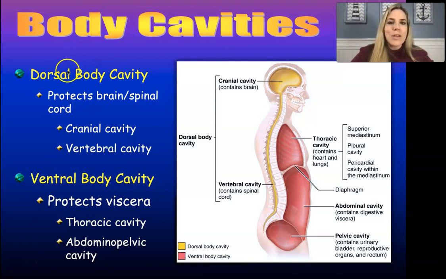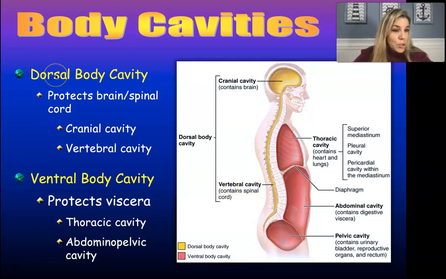You might remember that dorsal is kind of like posterior, so that means towards the back, and ventral is like anterior, so that means towards the front. The dorsal body cavity has the function of protecting the brain and spinal cord structures within it. Within the dorsal body cavity you're going to find the cranial cavity that contains the brain. That's the space inside your head that protects the brain. And the cavity that protects the spinal cord is called your vertebral cavity.